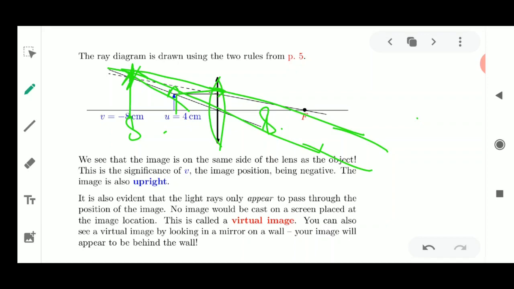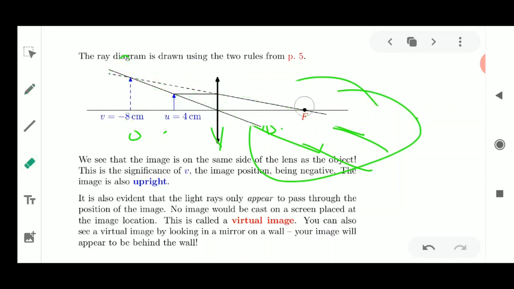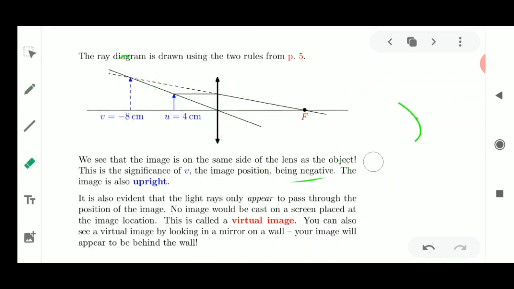It is also evident that the light only appears to pass through the position of the image, so no image will be formed on a screen placed at the image location. This side you are not going to get any kind of image. That is why you are getting the image on the same side of the lens, and this is always a virtual image. So this type of image will always be a virtual image.